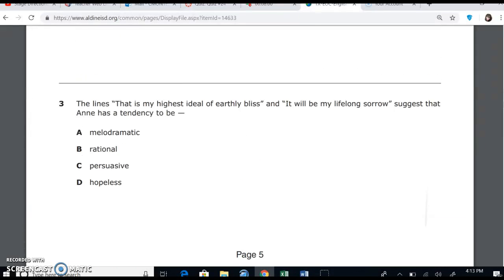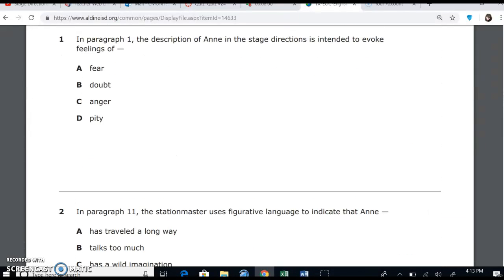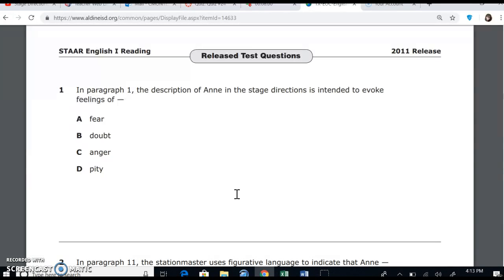Since I'm going to be reading the questions, make sure you're following along and you're going to be writing if they're positive or negative. Question number 1, it will be a matching question, but you're going to have to match it in the paragraph. Okay, in paragraph 1, the description of Anne in the stage directions is intended to invoke feelings of.